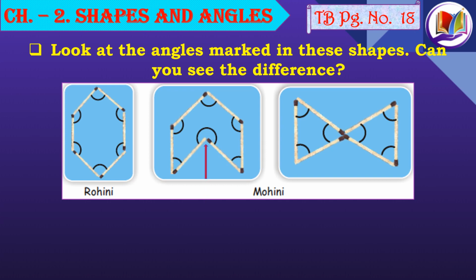In the first one, you see the angle marked as a reflex angle. We have studied different types of angles, isn't it? And it is more than 180 degrees. So it's a reflex angle. Whereas this angle marked here is exactly a right angle, that is measuring 90 degrees.